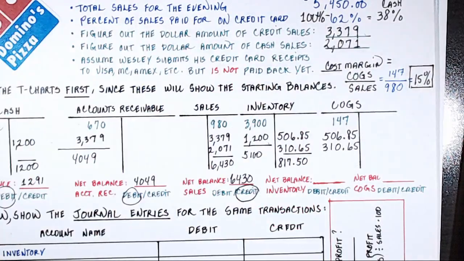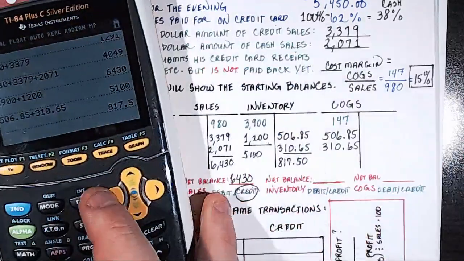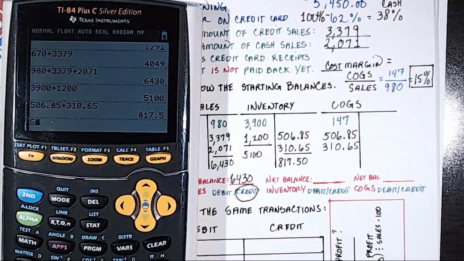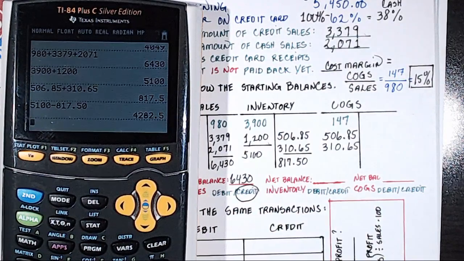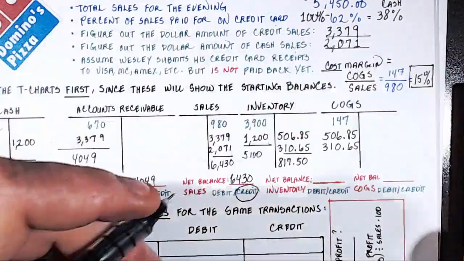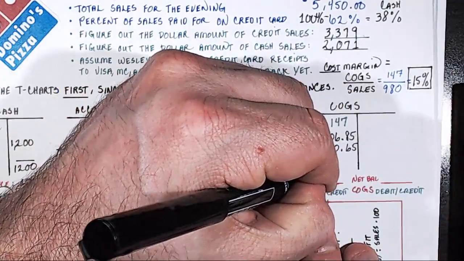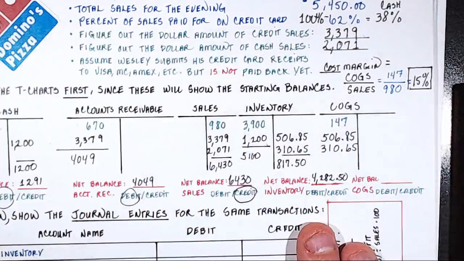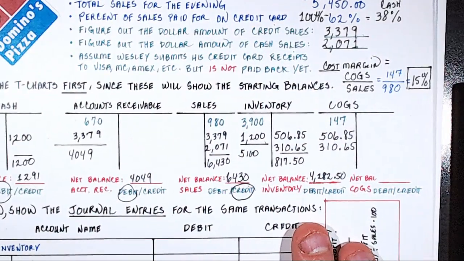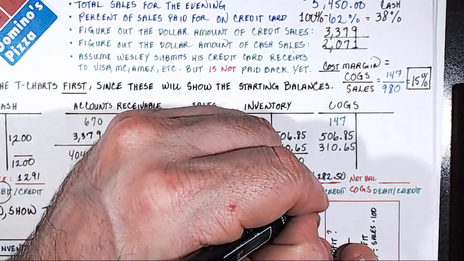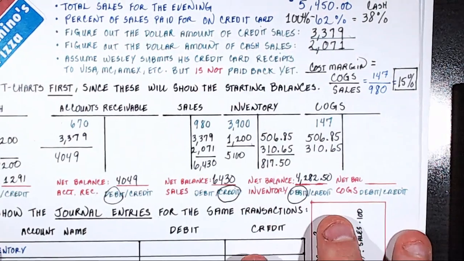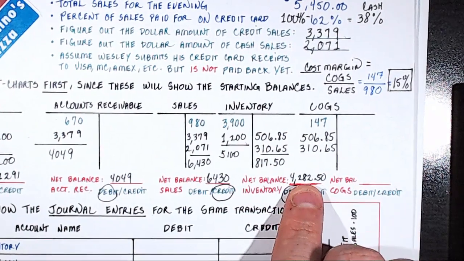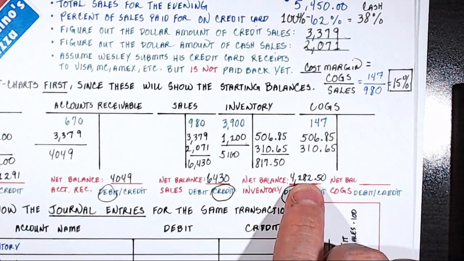So what is my net balance? Well, you take debit minus credit, 5,100 minus 817.50, and you're left with $4,282.50. Is it a debit balance or a credit balance? Well, the debit was bigger than the credit, so it's a debit balance to inventory. That's the cost of our inventory that's still in the fridge.